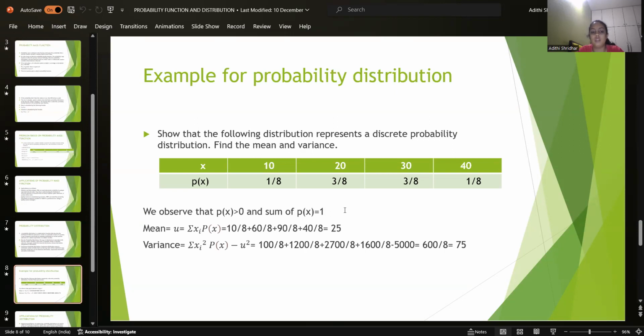So mean mu can be calculated using the formula summation of x into p(x), which gives 10 by 8 plus 60 by 8 plus 90 by 8 plus 40 by 8, that is equal to 25. Variance can be calculated by summation of x square p(x) minus mu square: 100 by 8 plus 1200 by 8 plus 2700 by 8 plus 1600 by 8 minus 625 is equal to 600 by 8, which is 75. So the mean and the variance values are 25 and 75.